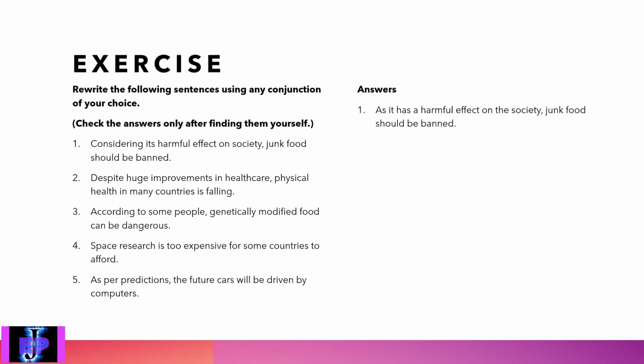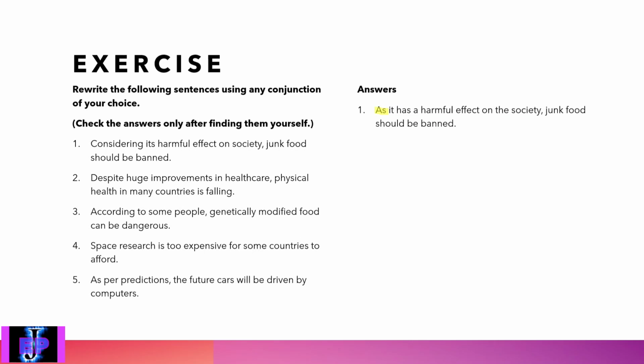The first question was, considering its harmful effect on society, junk food should be banned. You can see, considering its harmful effect on society is just a phrase which we need to convert into a clause. Junk food should be banned is the main part of the sentence, which should remain as it is. So you can see here in the sentence, as it is harmful. So you are using the conjunction as, as it has a harmful effect on the society. So that's the first clause.